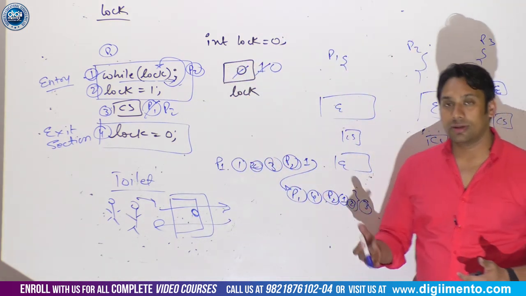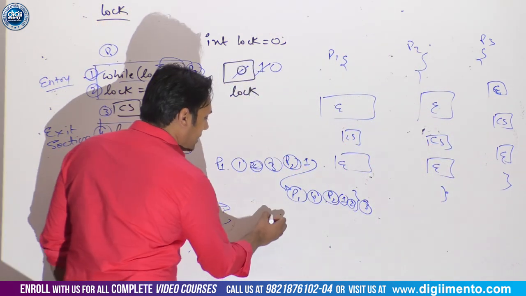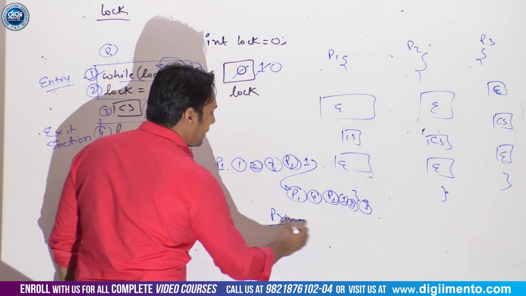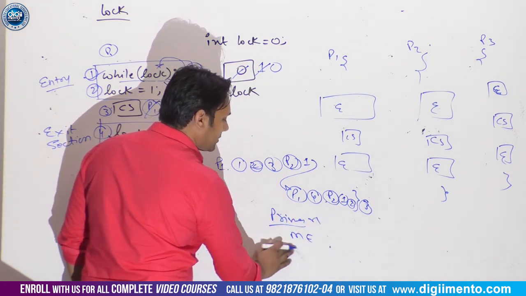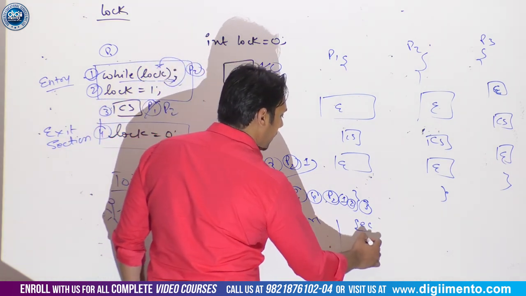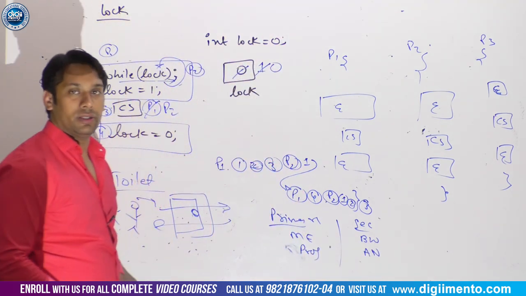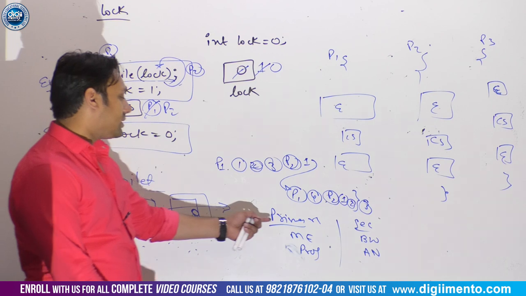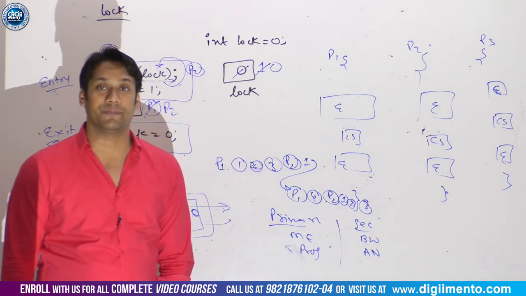Does this solution satisfy all our four conditions? What are the conditions? Your primary conditions are mutual exclusion and progress. Your secondary conditions are bounded waiting and architecture neutrality.